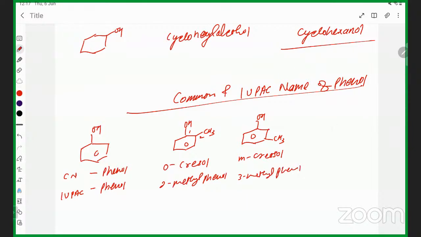Let us know the last one. What will be the last one? OH and CH3 is on the downside. So this is paracresol. So cresol is what, having the CH3 group as well as OH group. And IUPAC name 4-methyl phenol. 4-methyl phenol. This is there.